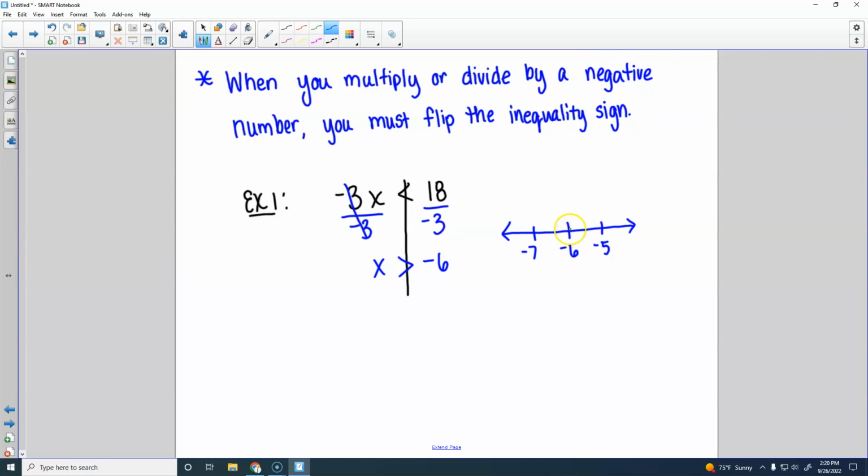When I'm graphing these, remind me, you guys did this after the test on Friday. Open circle and shade to the right. Remember that if you have greater than or less than, that's open circle. If you have greater than or equal to or less than or equal to, that is a closed or filled in circle.